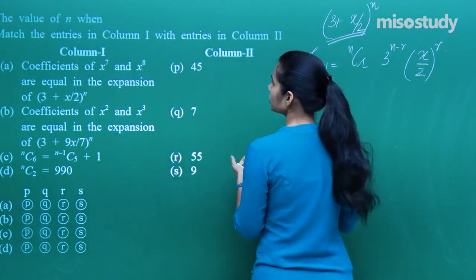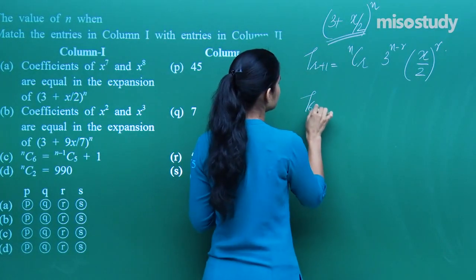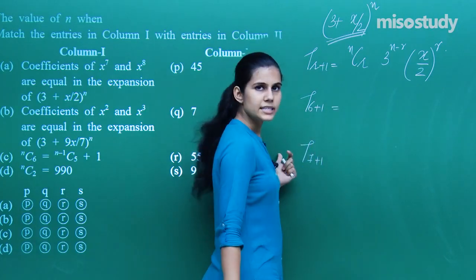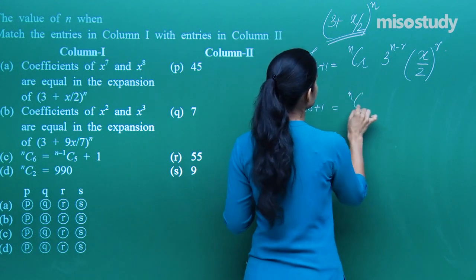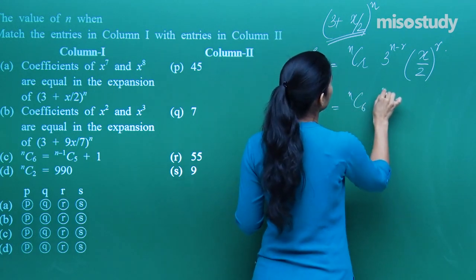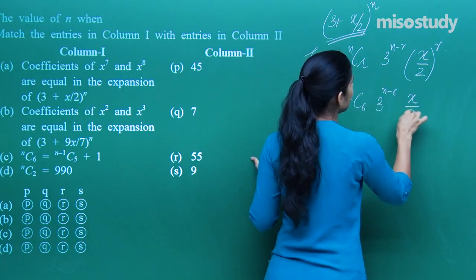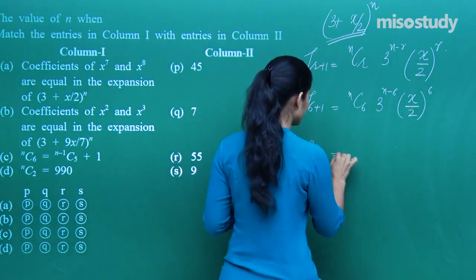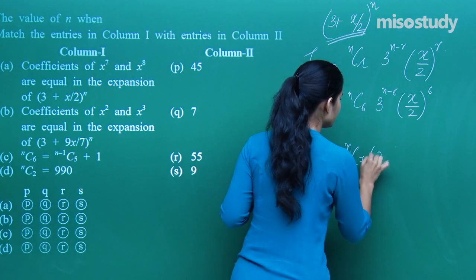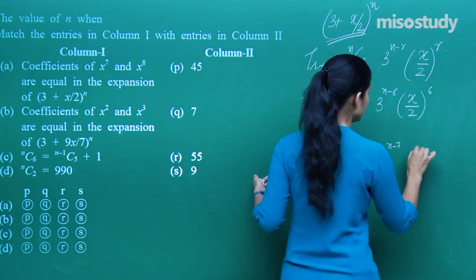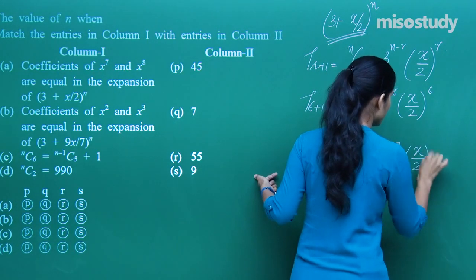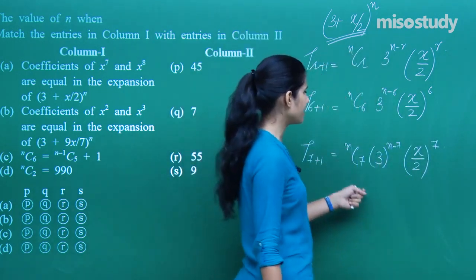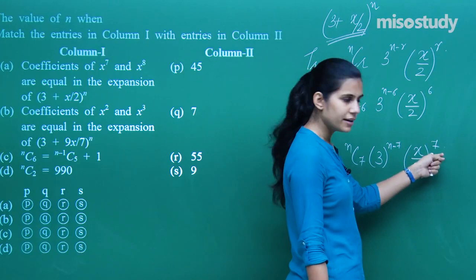Right? I am talking about the 7th and the 8th terms. This is T(6+1) and then I want T(7+1). T(6+1) gives you what? This is nC6 3 to the power n minus 6 (x by 2) to the power 6. Right? And this becomes nC7 3 to the power n minus 7 (x by 2) to the power 7. Right? 3 to the power n minus r (x by 2) to the power r.